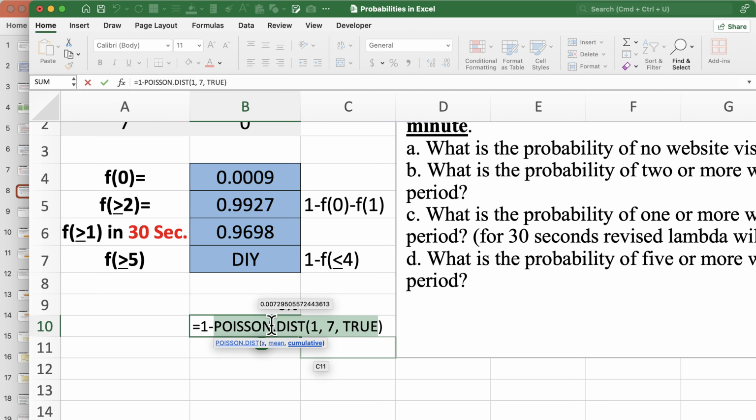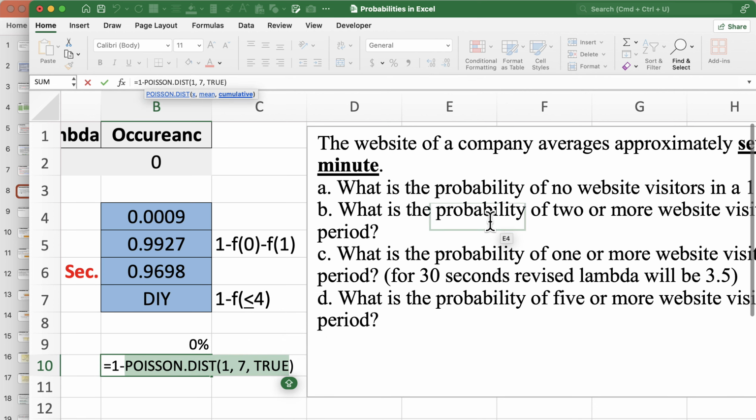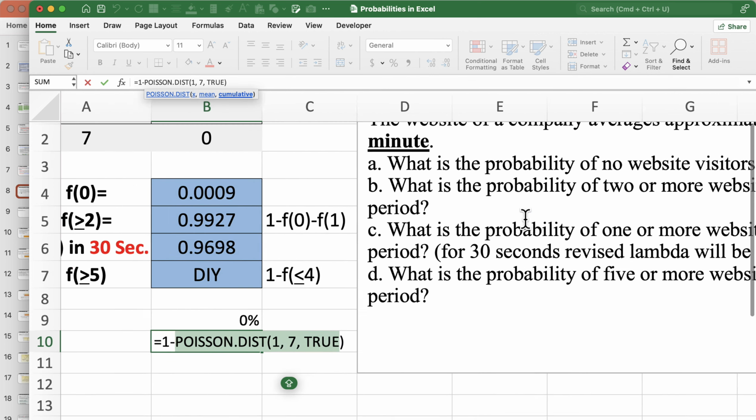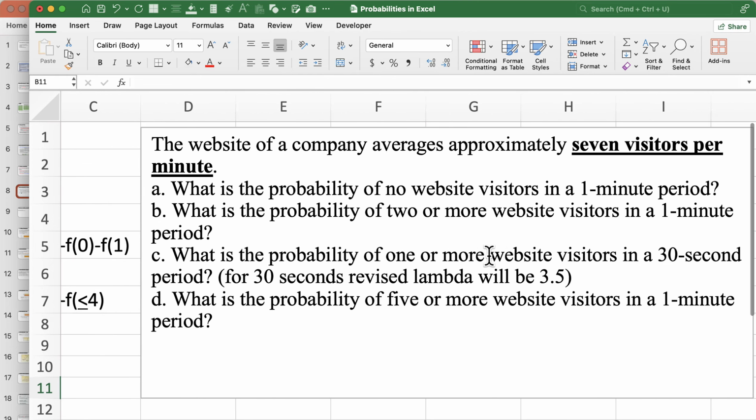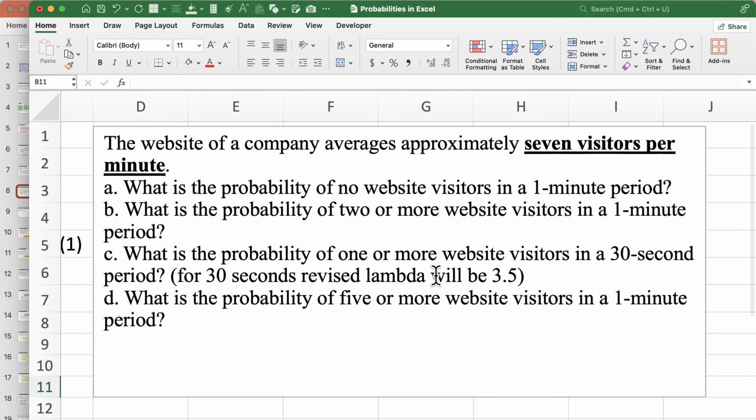And once we have the probability of 0 and 1, we subtract it from 1, that will give us the probability of everything except 0 and 1. In other words, that would give us the probability of 2, 3, 4, 5, and 6 and everything at least 2. Which is exactly this question, the probability of 2 or more website visitors.